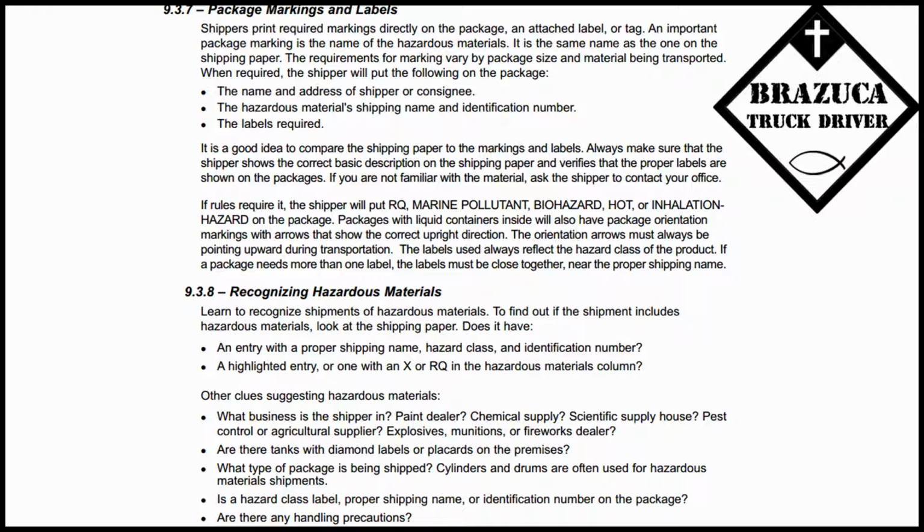9.3.8 Recognizing hazardous materials. Learn to recognize shipments of hazardous materials. To find out if the shipment includes hazardous materials, look at the shipping paper. Does it have an entry with a proper shipping name, hazard class, or identification number? A highlighted entry or one with an X or RQ in the hazardous material column?